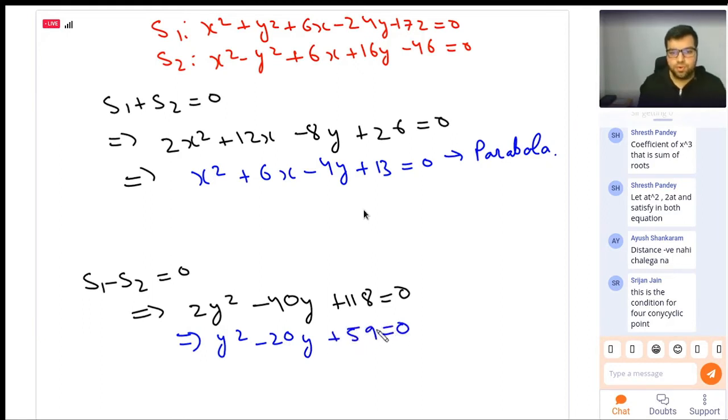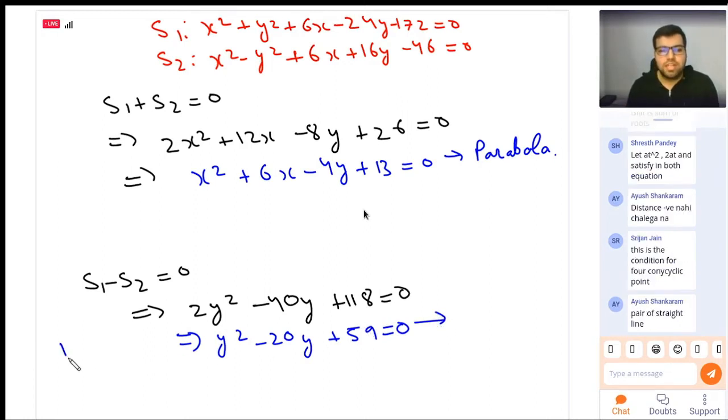Okay. So here I am not getting a parabola, although I put the condition h square is equal to ab, but in this case I am getting a pair of straight lines because delta is happening to be 0. So this is a pair of straight lines. Great. Unintentionally we got a pair of straight lines.